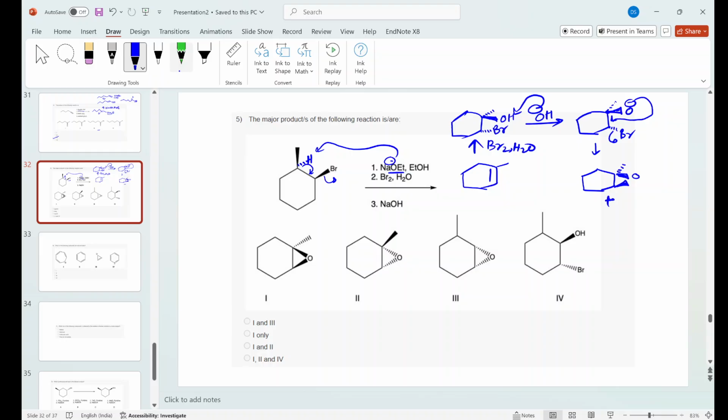Not only that, you will also have the other product also because I initially started with one. So if this is on the top, then your epoxide will be on the down. So both the 1 and 2 can be possible. So 1 and 2, this one will be the right answer.